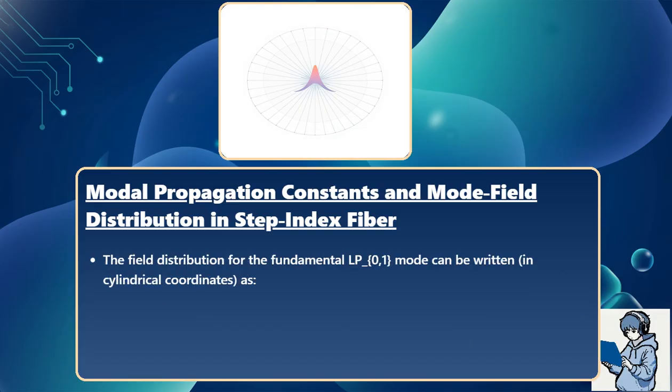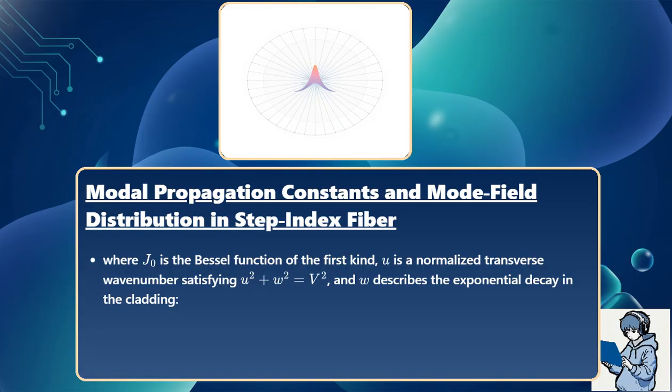The field distribution for the fundamental LP01 mode can be written in cylindrical coordinates as E(r, φ, z) = A · J0(Ur/a) / J0(U) · e^(jβz), for 0 ≤ r ≤ a, where J0 is the Bessel function of the first kind. U is a normalized transverse wave number satisfying U² + W² = V², and W describes the exponential decay in the cladding.